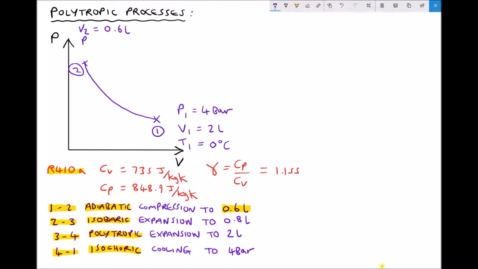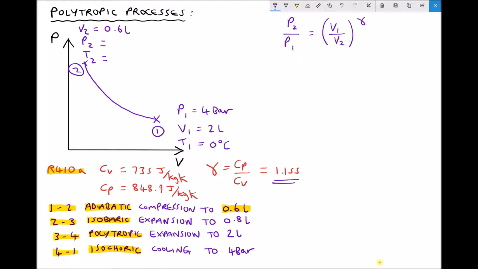But what we don't know is the pressure at that position, and we also don't know the temperature at that position. So those are the two things we need to find next, using our formulas for polytropic processes. Note that the formulas for polytropic processes still apply, but instead of N, we're going to use the value of gamma of 1.155 for our adiabatic process. Okay, so if we want to find the pressure at position 2, we can use the following formula. P2 over P1 equals V1 over V2, all raised to the power N. Now because this is an adiabatic compression, N can be replaced with gamma.